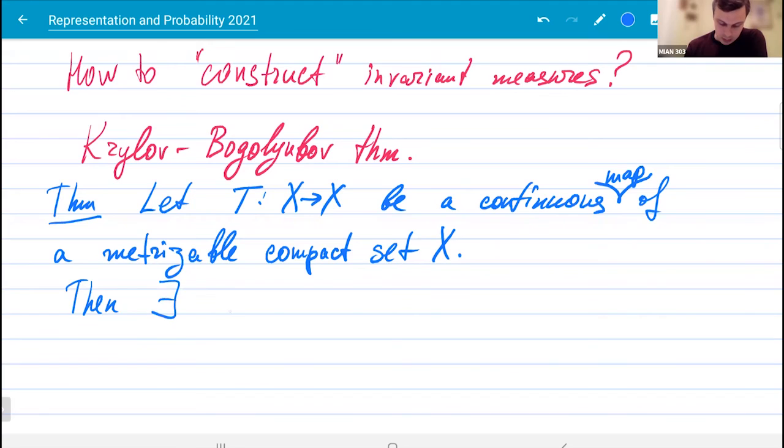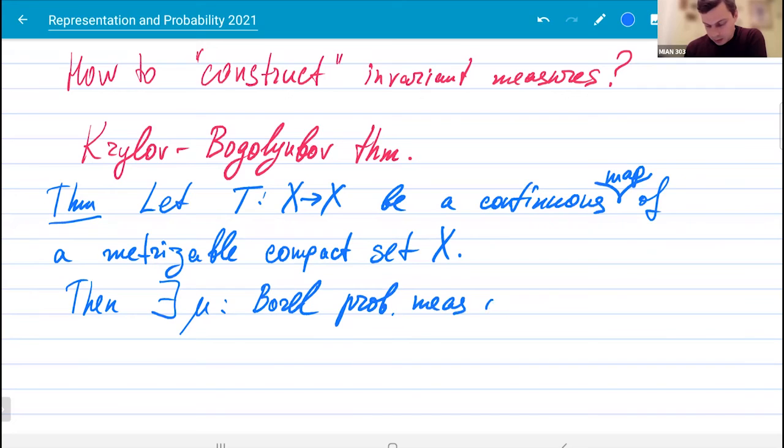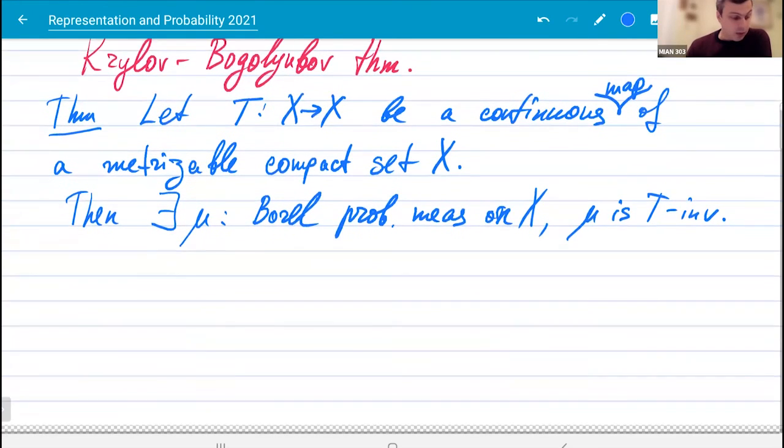Then there exists mu, which is a Borel probability measure on X, and mu is T invariant. So there is at least one invariant measure. Let me recall that a Borel measure is a measure such that all open sets are measurable. Okay, so how to prove this?